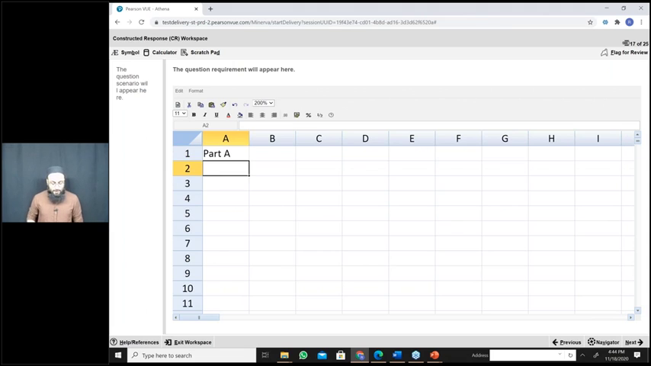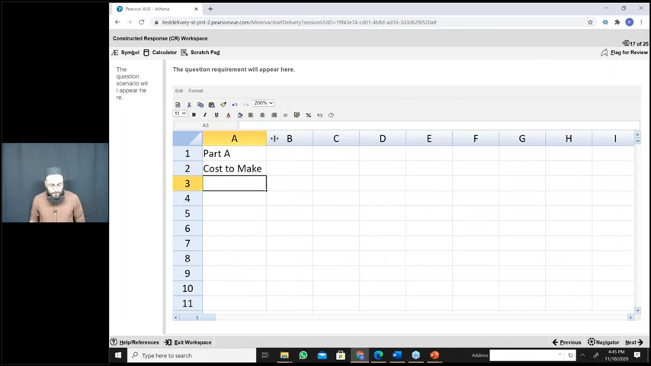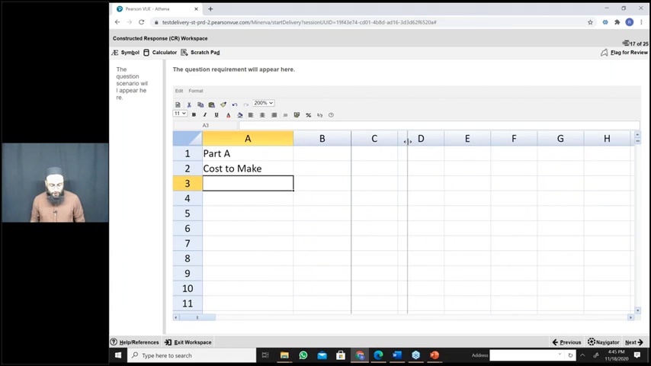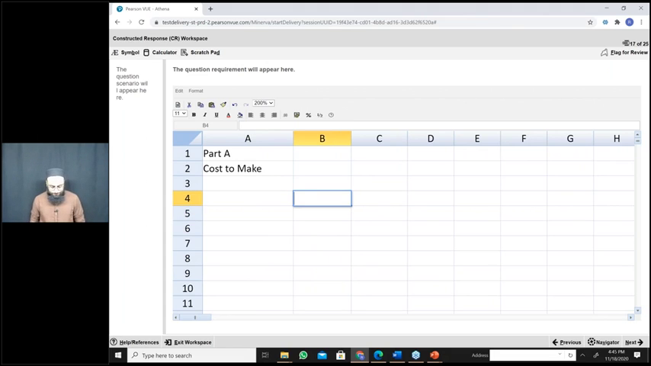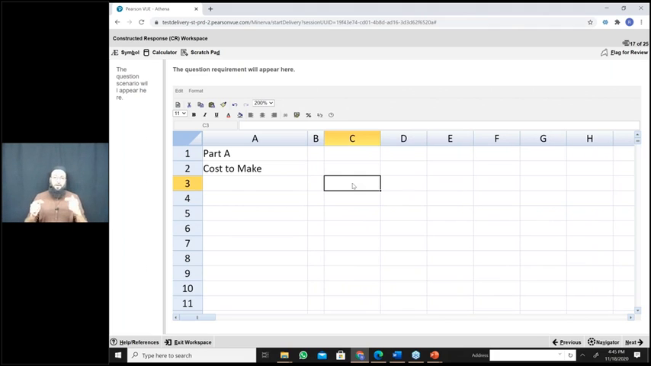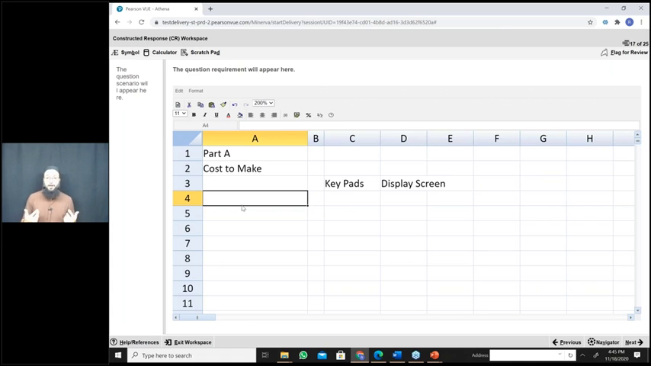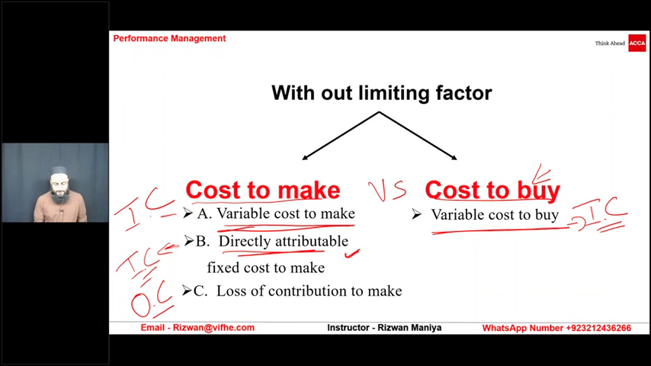Let's start with part A. What we are doing first is calculating cost to make, because we know the tools that Rizwan Mania told us. Cost to make is what we'll start with first. So we are starting with cost to make, and what we have here is keypads. Let's keep this for our reference, because the examiner does mention that you have to show the references or the labeling. So keypads and display screen.